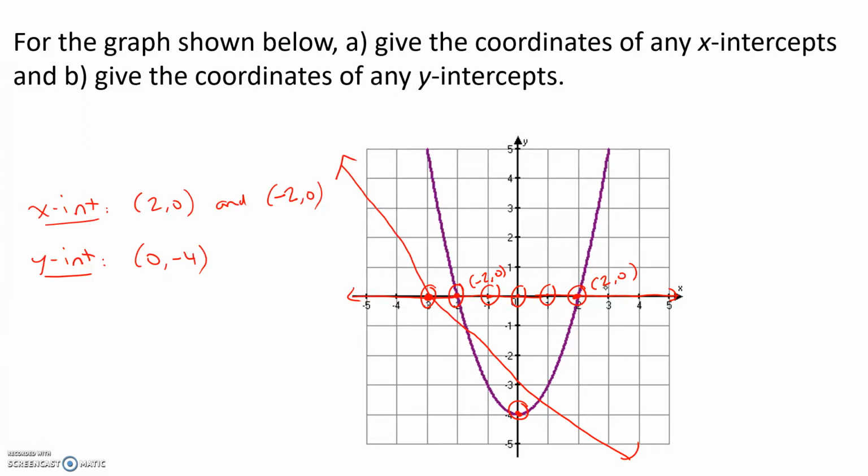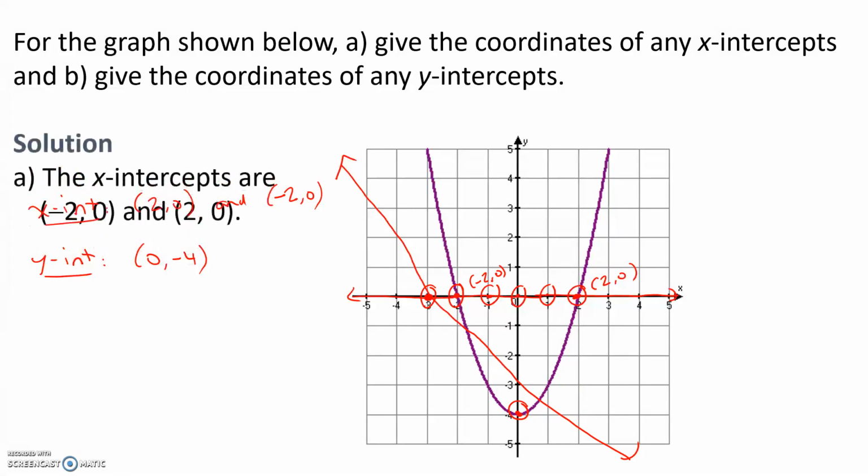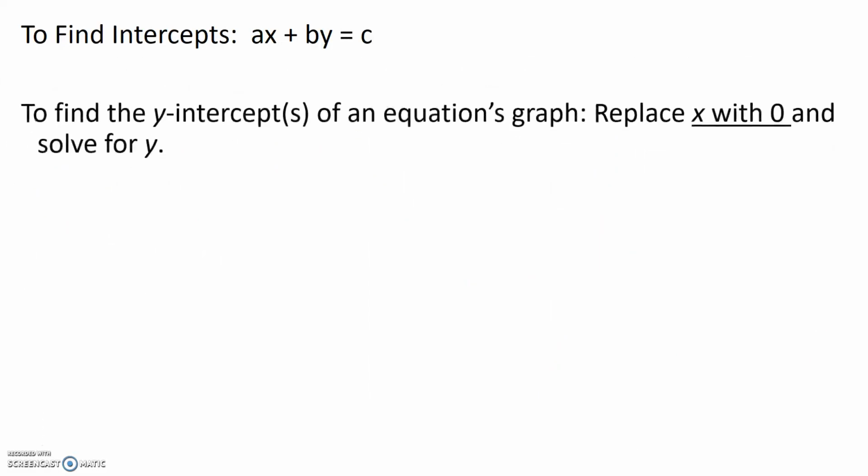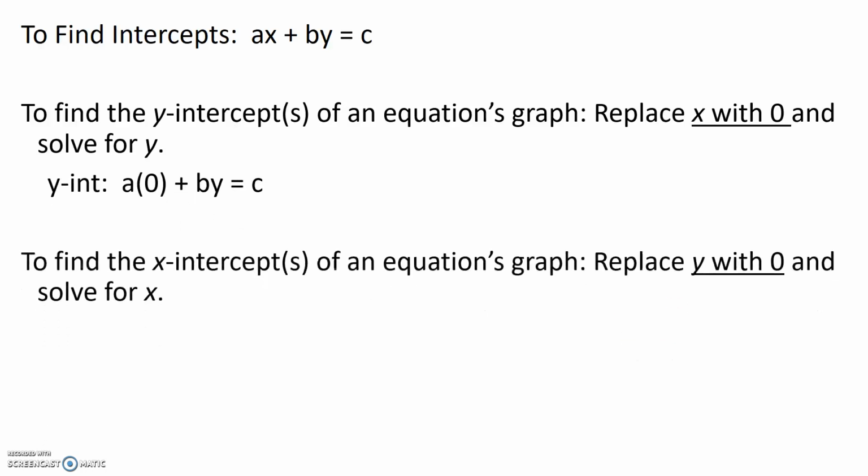And this is going to be important in the next slide. Same with the y-axis. Any point on the y-axis will have an x value of 0. So to find the y-intercept of the equation ax plus by equals c, we would replace the x with 0 and solve for y. To find the x-intercept of an equation's graph, replace the y value with 0 and solve for x. Because remember, at the y-intercept, the x value is always 0, and at the x-intercept, the y value is always 0.